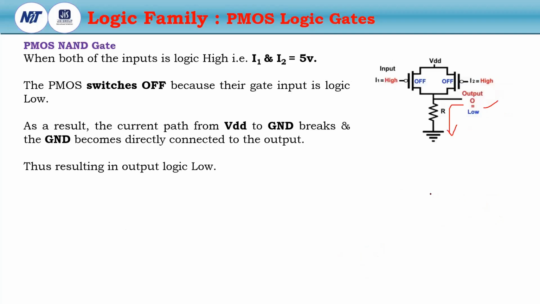Now there are some advantages and disadvantages. The PMOS fabrication area is very much larger. The power dissipation is higher, because a resistance is used. So for this reason, we should go for the CMOS operation, where the propagation delay is less, power dissipation is less, and the speed of operation is high.